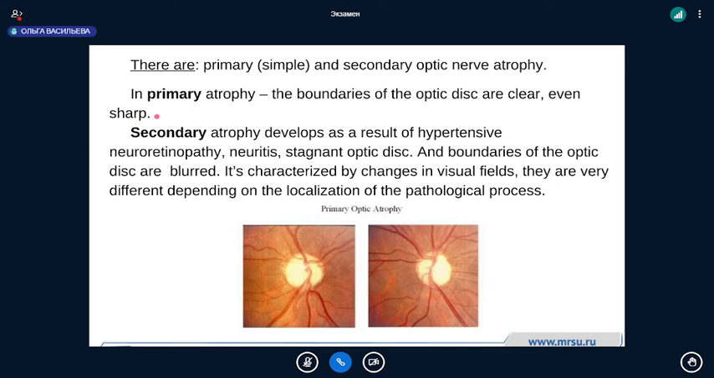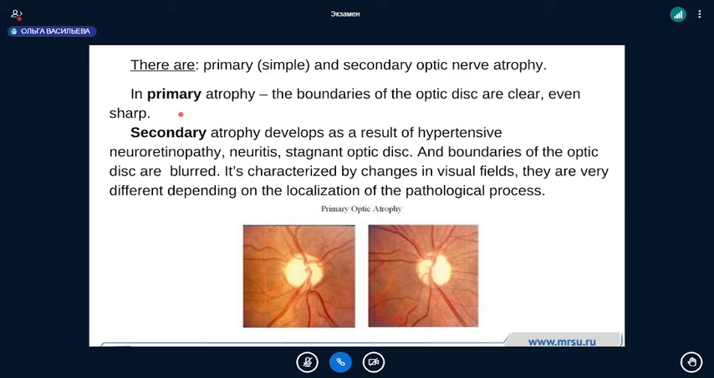But let's speak about optic nerve atrophy, primary and secondary. What about primary atrophy? The boundaries of the optic disc are clear, even sharp. Secondary atrophy develops as a result of hypertensive neuropathy, neuritis, stagnant optic disc, and as you remember, in these pathologies, boundaries are swollen or they are not clear, they are blurry. And boundaries of the optic disc in secondary optic nerve atrophy will be blurred. It's characterized by changes in visual fields. They are very different depending on the localization of pathological process.